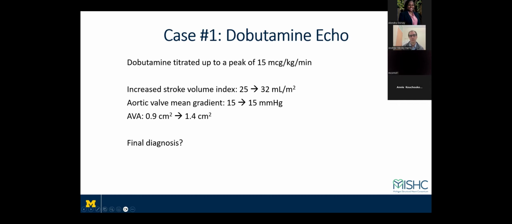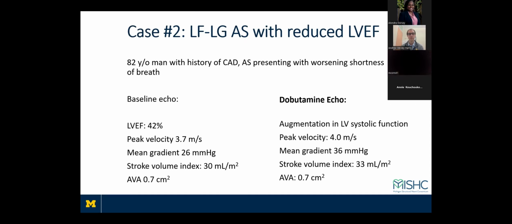That it's pseudo-severe? Yes, excellent. So this would be consistent with pseudo-severe. So we see that the valve area is increasing above that threshold of 1, and our mean gradient is remaining low. So this is a patient that actually had moderate aortic stenosis instead of severe. And so we're continuing to follow him clinically.